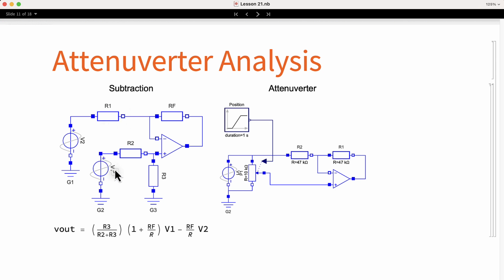Here you can see the diagram of the subtracting amplifier, and here is the circuit of the attenuverter. Below you can see the formula that we obtained for this circuit. And if you look carefully, the attenuverter looks like this. The main difference is that the voltage V2 is the same, it is connected to V1. And the resistors R2 and R3 are replaced by the potentiometer. So the ratio of the voltage divider can be changed by this potentiometer.